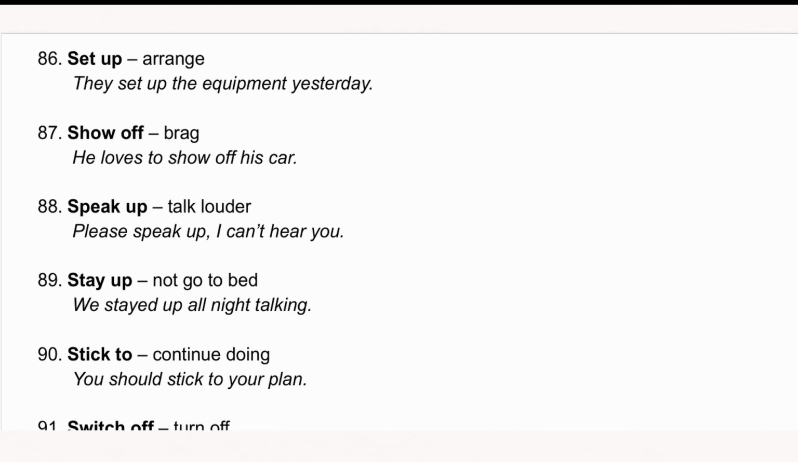To set up. To set up means to arrange. They set up the equipment yesterday. Means they arranged the equipment yesterday. To show off. This is to brag. He loves to show off his car. This is to brag. You are bragging about your car. You know, there are people who brag about themselves. They are like, me, I have a good house, I have a big house, I have money. You are bragging about your wealth, about your house. You are showing off. So he loves to show off his car.